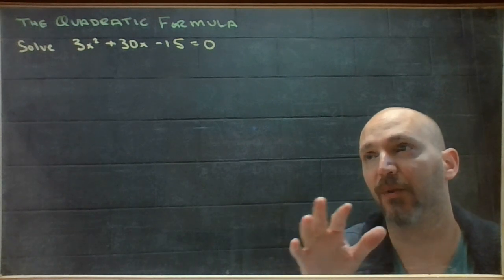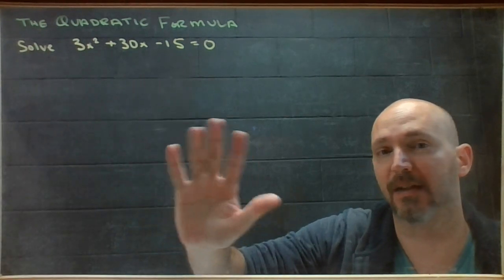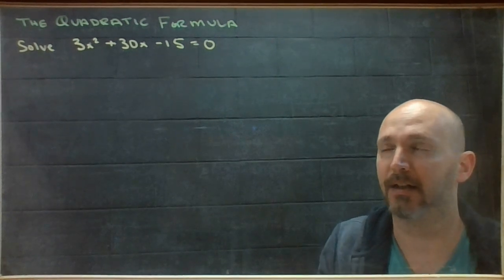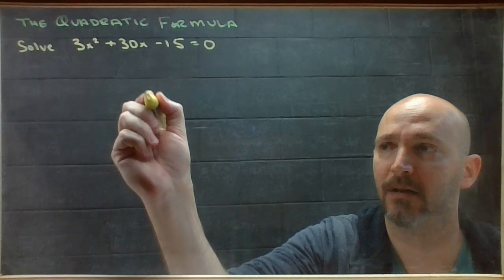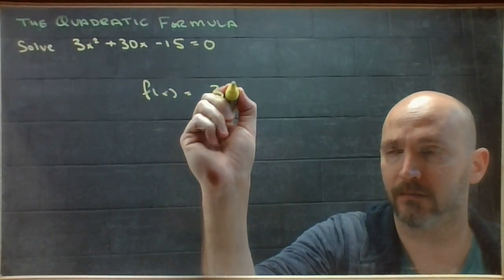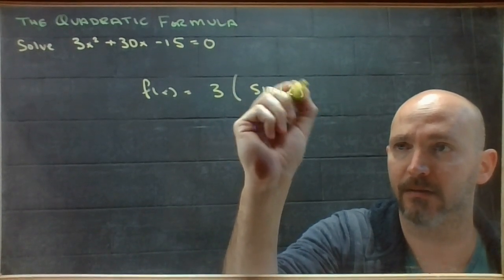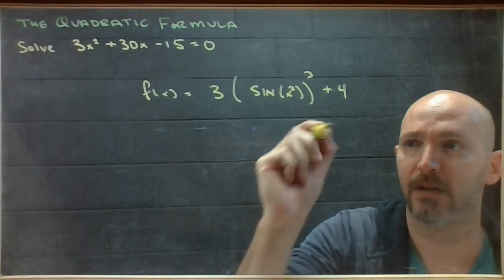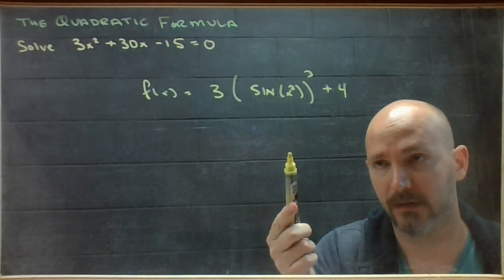So the reason for that is that this type of equation is not linear. You can't use linear algebra on it. So for example, something like this, sine of x squared, cubed, plus 4. That doesn't look like a line at all.